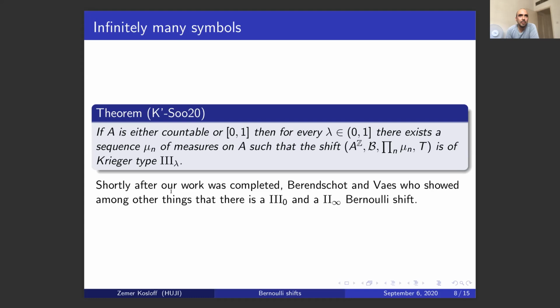And when we concluded this work, I sent an email to my collaborator Weiss, and he told me that he and his student were also working on a similar problem, and they had also constructed an example which is type 3-0 and type 3 to infinity. So at the moment, the answer to Weiss's question is that all Krieger types are possible, but one has to go to a countable or infinite state space.